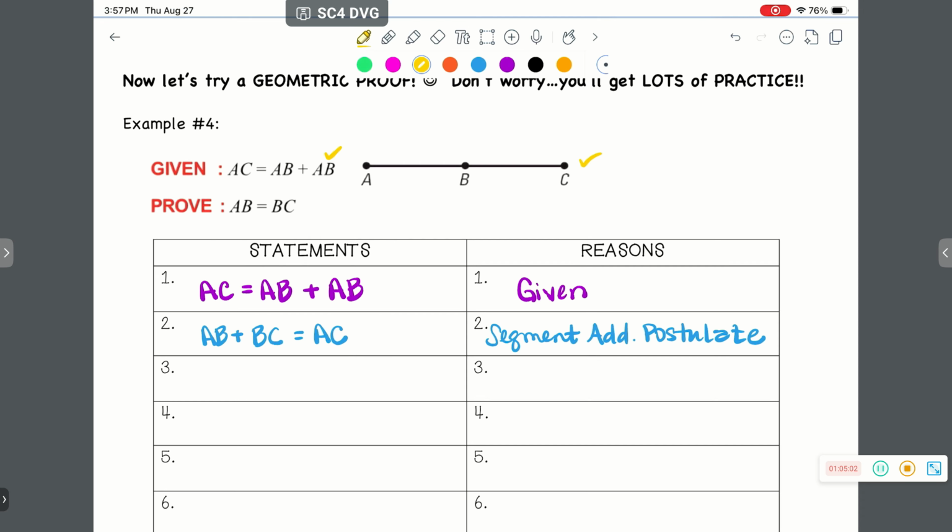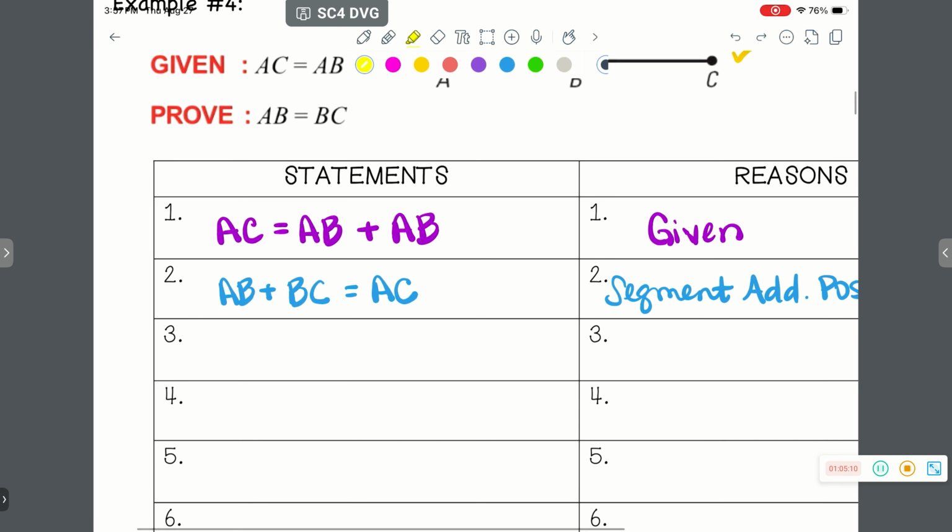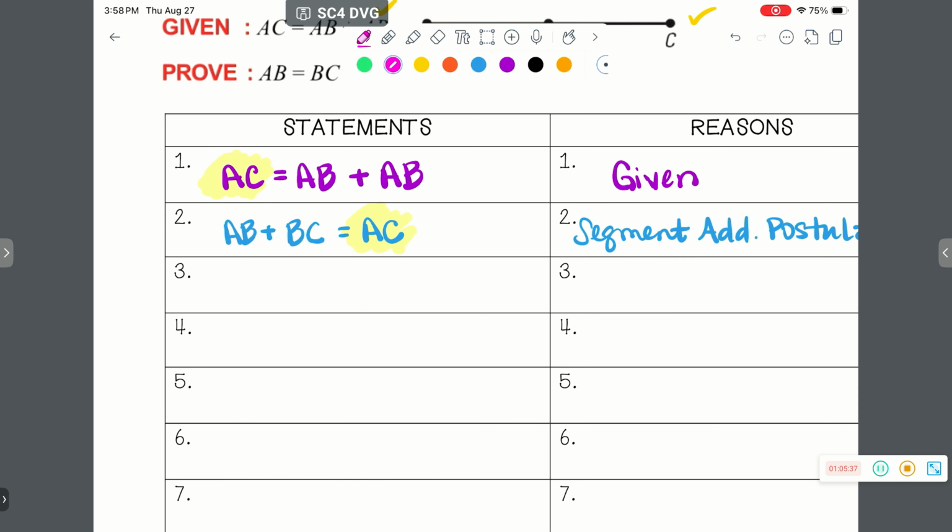And what's the connection between this equation and this equation? The main thing we want to jump on, aren't both of these expressions equal to AC? Yeah. So I know AB plus AB equals AC, and I know AB plus BC also equals AC. So everybody equals AC. So what does that mean? It is the whatchamacallit. It's the middleman.